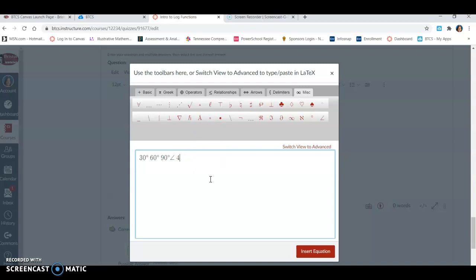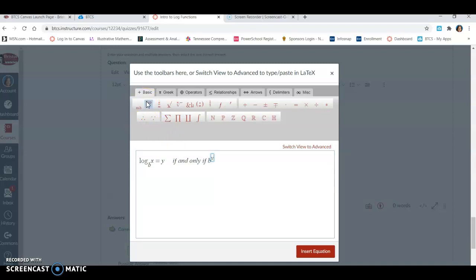Again, there's lots of things you can do with the equation editor. Let me show you one more thing. If you're in Math 3, go back to basic, and if we're working on logarithms, which we are right now, log, let's say base b of x equals y. So again, the subscript here would be used if you're dealing with a logarithm. And this would be if and only if b to the y power equals x.